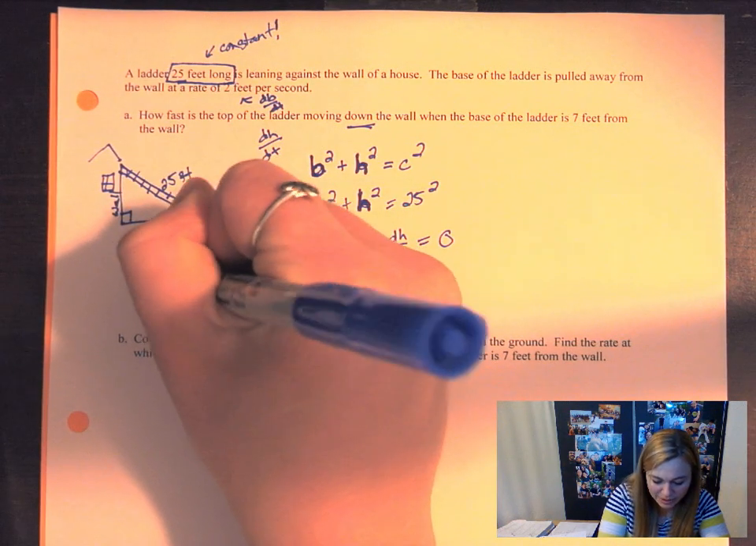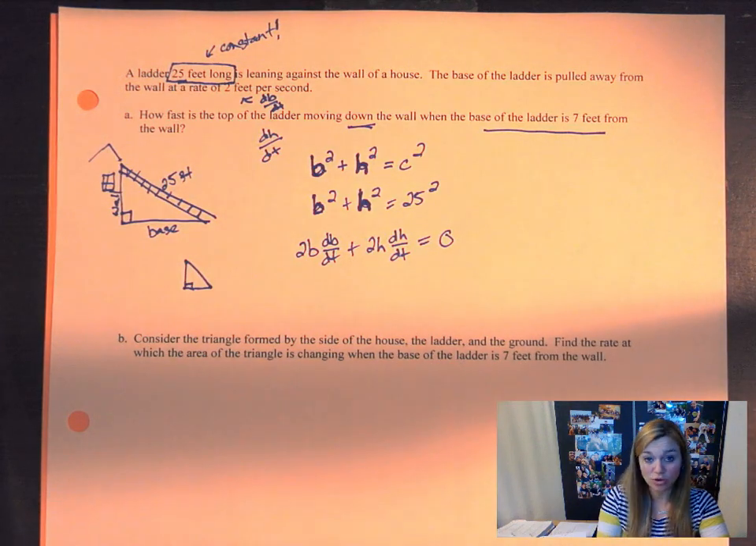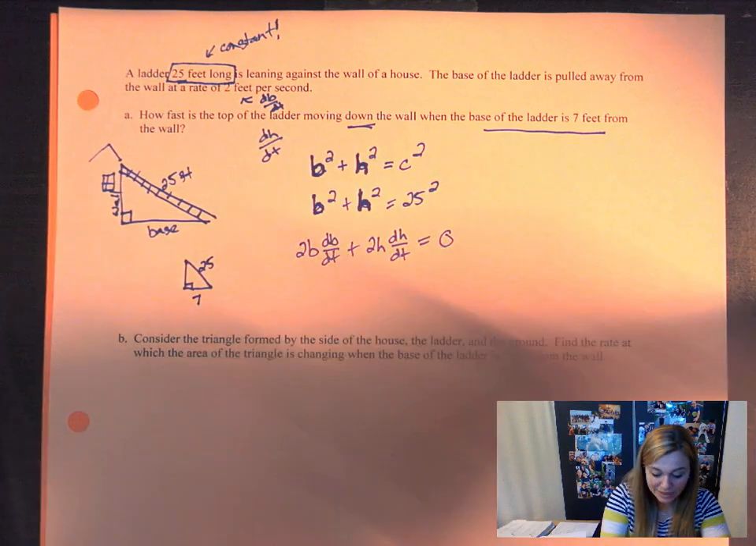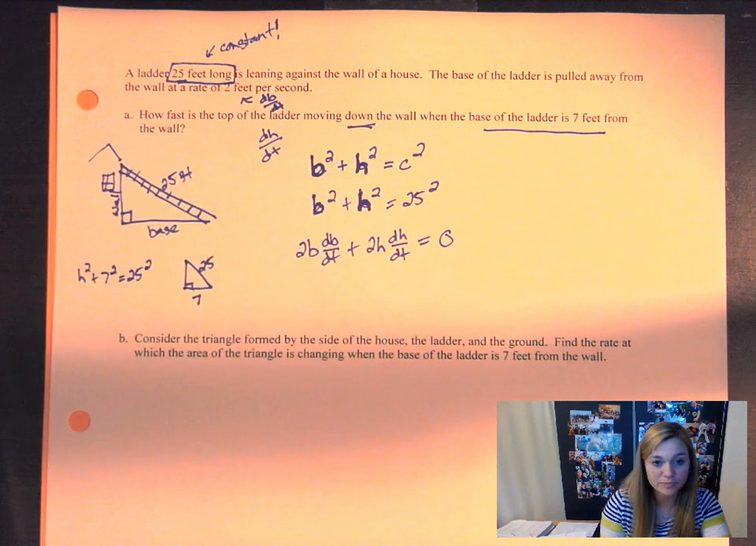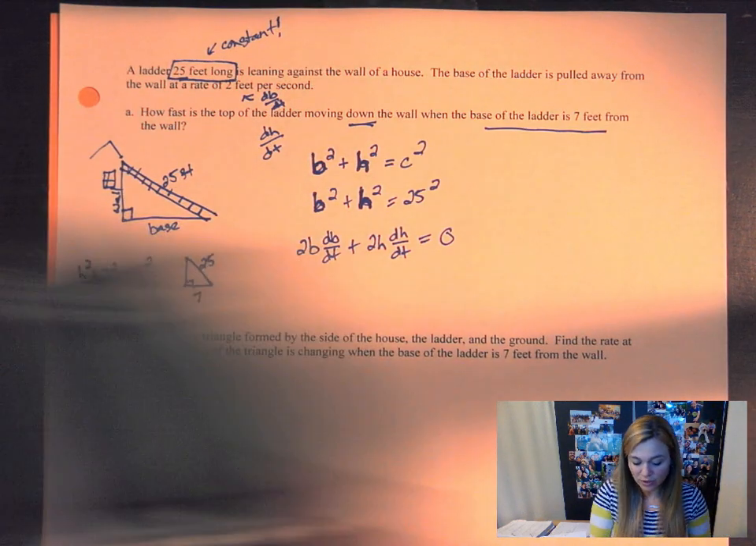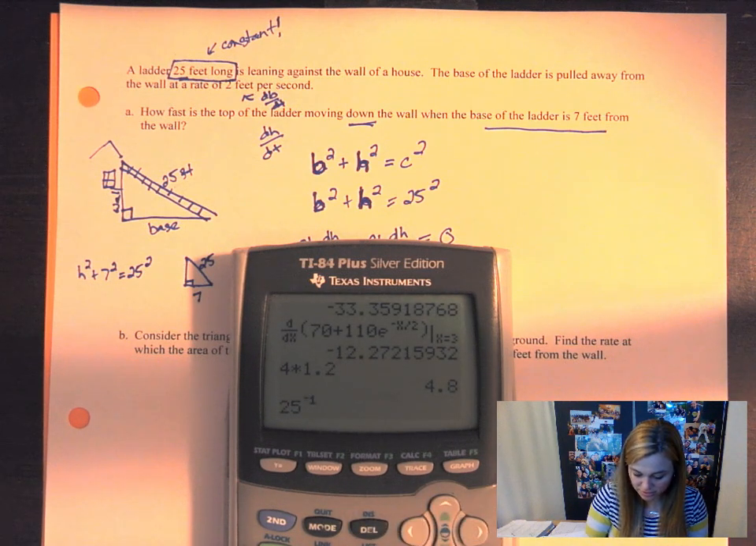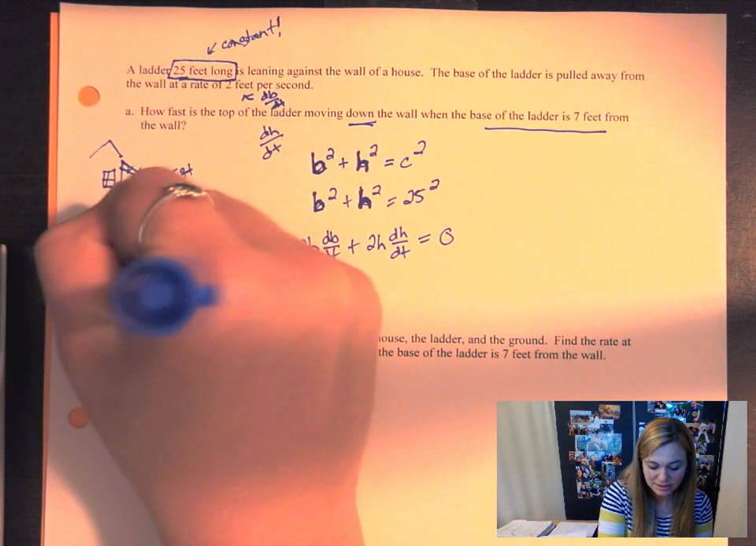Well, there is a moment when the base of the ladder is 7 feet from the wall. It's only a moment. That's why I couldn't put it in first. But this is 7 feet at a moment. This is 25. What I can do is figure out h squared plus 7 squared equals 25 squared. And then I can take 25 squared, which I think is 625 anyway. Hey, it is. Minus 7 squared. And I get 576. So h squared is equal to 576. Take the square root of both sides.